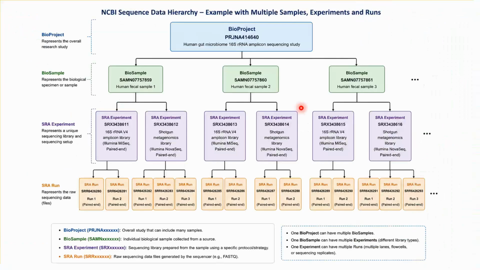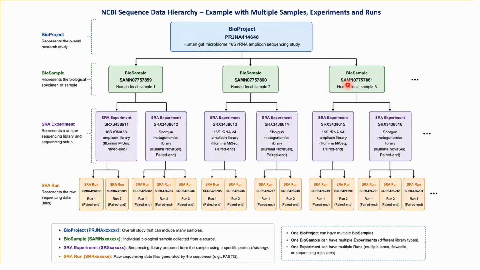Now let's understand this hierarchy diagram carefully. At the very top, we have bioproject, and this is the bioproject ID, which represents the entire human gut microbiome 16S rRNA sequencing study. Think of the bioproject as the umbrella research project that contains all samples and sequencing data from the study. Now from this single bioproject, we can have multiple biosamples. In this diagram, we see 3 biosamples.